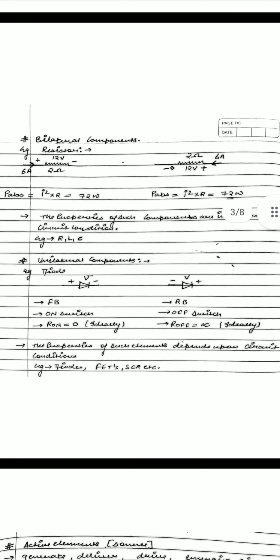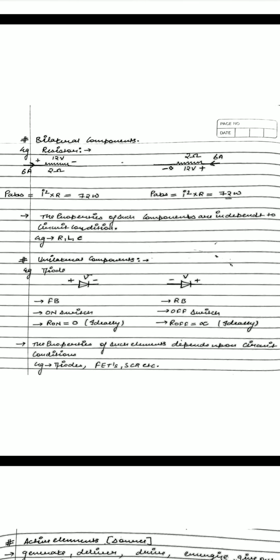In the bilateral case, as you can see from the definition, the properties of such components are independent of the circuit condition. If we apply forward voltage or reverse voltage, that doesn't matter. But in the case of a unilateral component, the properties depend upon the circuit condition. If we apply forward voltage, the diode is forward biased. If we apply reverse voltage, the diode will not conduct. Examples of unilateral components are diodes, MOSFETs, transistors, SCRs, etc.